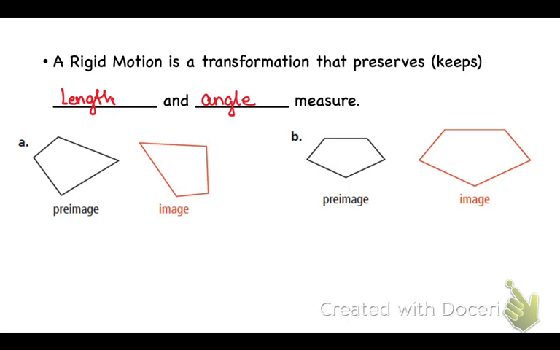So pre-image means where you start. Image is where you finish. So is this a rigid motion? Did the length of the sides and the angles of the corners stay the same? I just turned it, right? I didn't say anything about not being able to turn it. I'm just asking, did the lengths or the angles change? Look on your paper. It may look a little distorted on the screen. They didn't. Okay, so this is a rigid transformation.